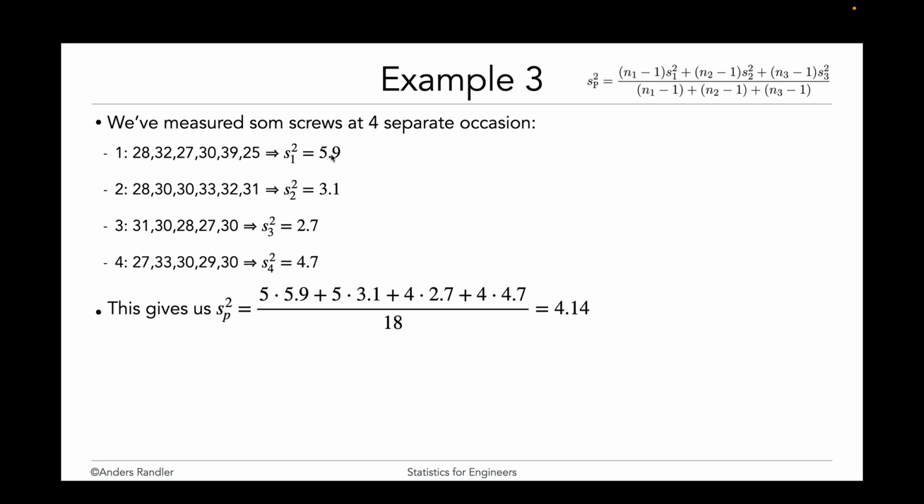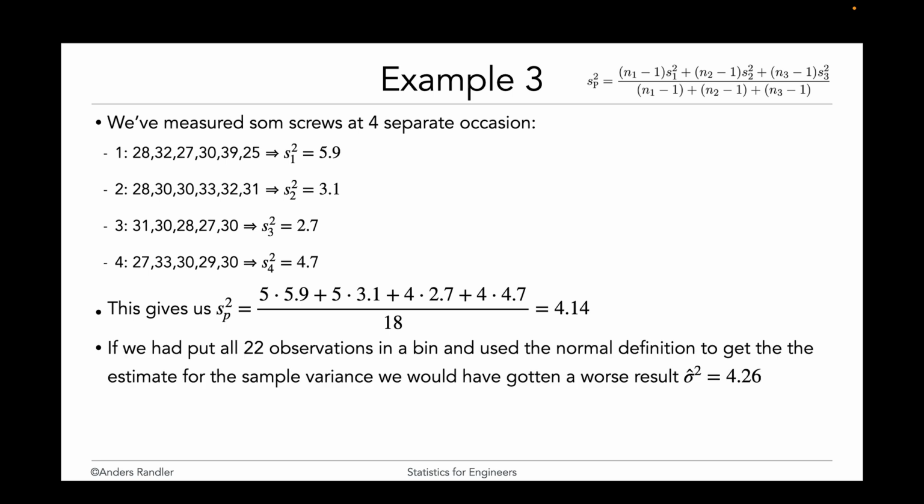I already have the squared values, I can just use them. So this is the pooled variance. And just remember, it's kind of like a weighted average for these variances. If we had put all the 22 observations in a bin and used the normal definition to get the estimate for the sample variance, we would have gotten a worse result actually, being 4.26.